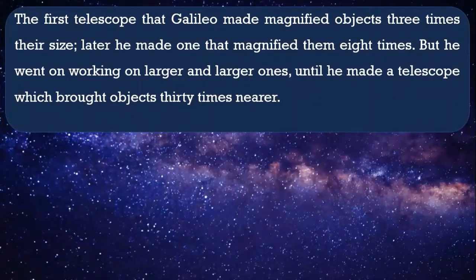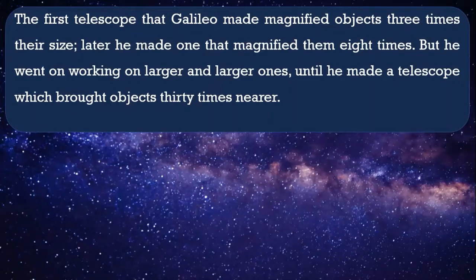The first telescope that Galileo made magnified objects 3 times their size. Later, he made one that magnified them 8 times, but he went on making larger and larger ones until he made a telescope which brought objects about 30 times nearer. What did he do first? He didn't stop with the first time.